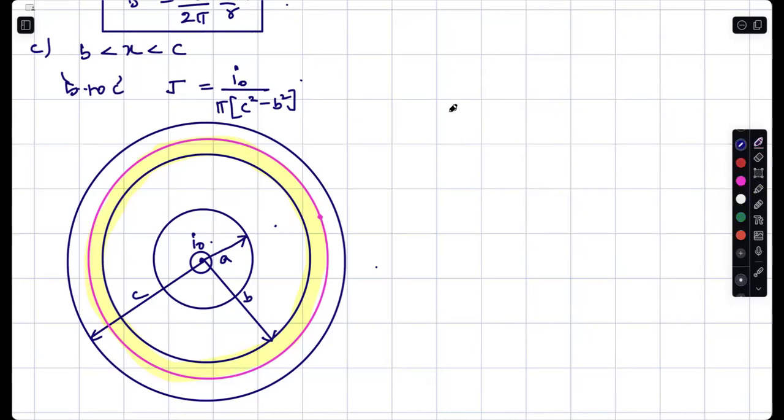Clear? So integral B dot dl is mu naught times I enclosed. Here is my major problem. I naught plus or minus a. Nidhi, plus or minus a.